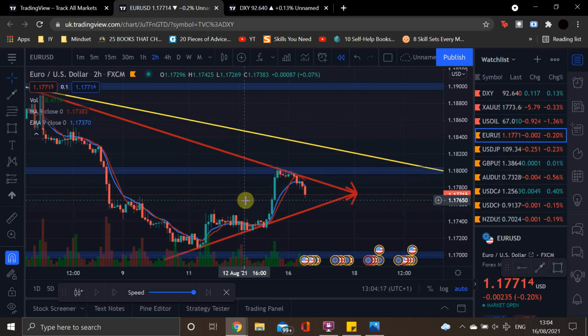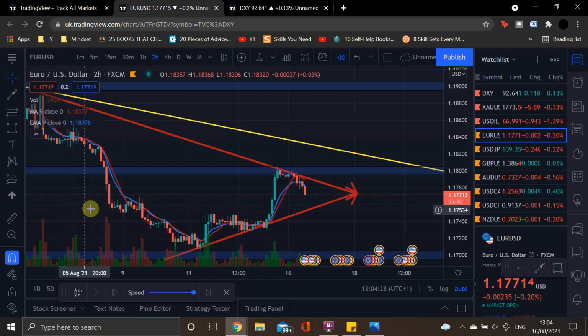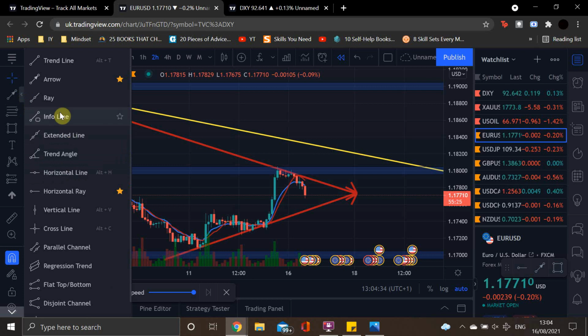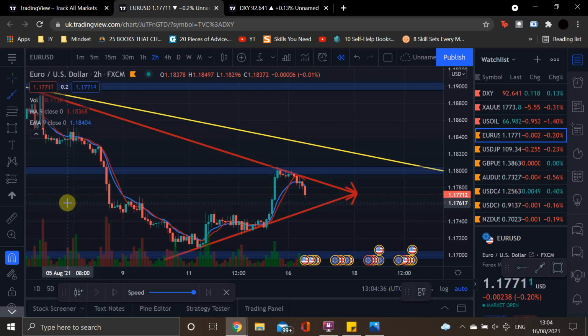So what's between? Yeah, there's 2 levels I need to watch out for here. That is 1.16 where it reacted to, and then there's 1.15 where it also reacted to. So maybe I could draw some horizontal rays here.